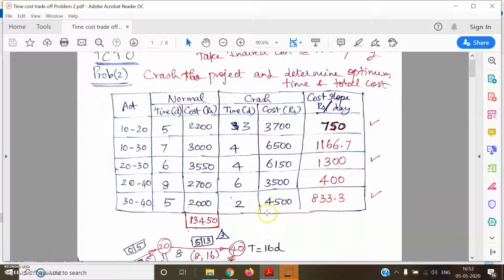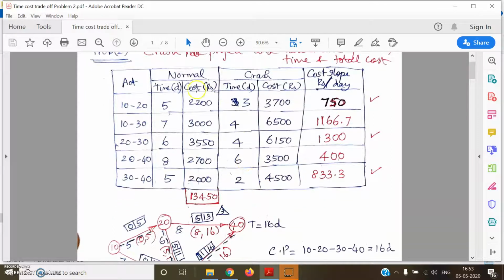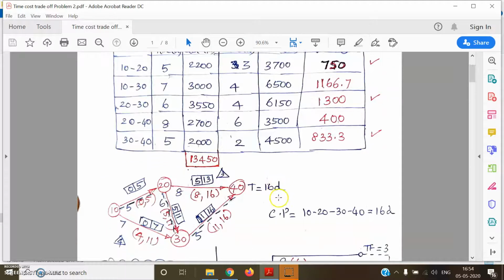Okay. And how do we start with the problem? We start by identifying the direct cost. The costs given over here are the direct cost values. So this is the normal direct cost. This is the crash direct cost. Right. So we have to start by calculating the normal direct cost for all the activities. By adding up the normal cost of individual activities, we get the normal direct cost for the project to be 13,450. Okay. Now we'll proceed with the solution of the problem.